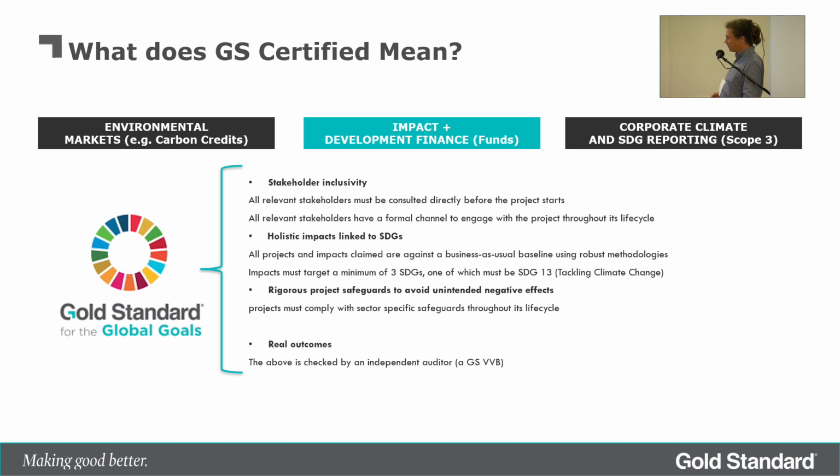consultation is still possible. The second area is holistic impacts linked to the Sustainable Development Goals. What we mean by holistic is that it's not just targeting one SDG. In Gold Standard, the priority SDG is SDG 13, which is climate change mitigation and/or adaptation.